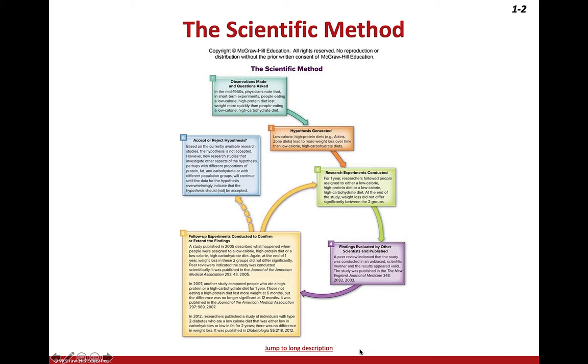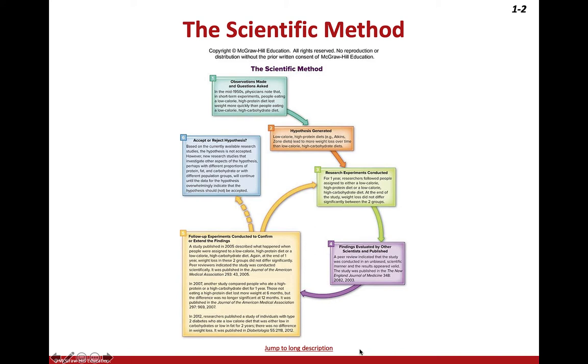And the example that they're giving here is in the 1980s, physicians noted that in a short-term experiment, people eating a low-calorie, high-protein diet lost weight more quickly than people eating a low-calorie, high-carbohydrate diet. So this became known as the Atkins diet, South Beach diet, and all of those other types of diets that fell into that zone for the most part. Then the hypothesis was generated that these diets would result in more weight loss over time than the traditional low-calorie, high-carbohydrate diet.